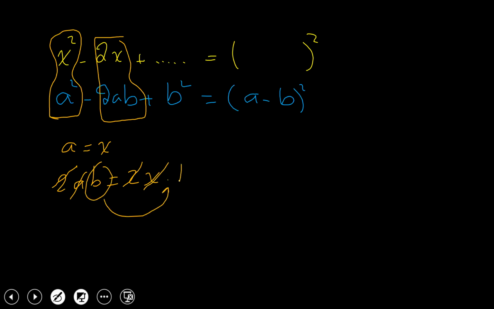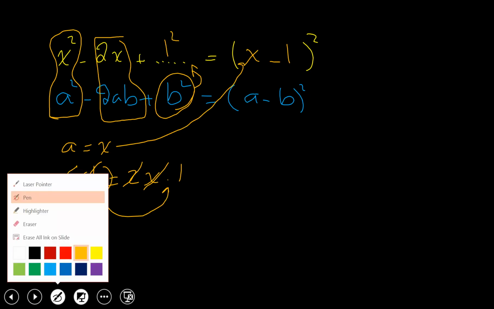We suppose 1. So 2x times 1, of course. So b is 1. That is, b squared must be 1 squared. And finally, the answer will be a here and b here. So it's x minus 1 squared. Okay. We didn't understand, of course. Maybe we take another example.